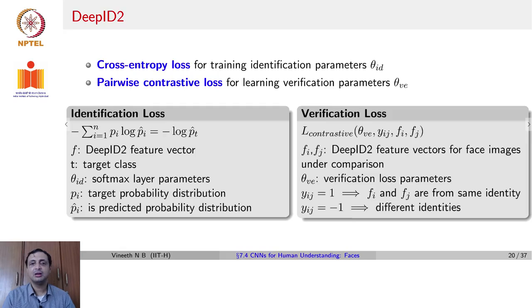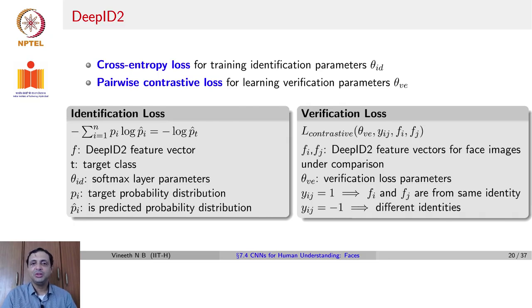How is this implemented? In DeepID2, cross-entropy loss is used for the identification parameters, and pairwise contrastive loss is used for learning the verification parameters. So you have theta ID, which correspond to the weights of the identification module, and theta verification, which correspond to the verification module. The identification loss is given by cross entropy, as you can see here, where theta ID are the softmax layer parameters, the last layer parameters for identification, and similarly the pairwise contrastive loss, where the verification loss parameters are given by theta VE.